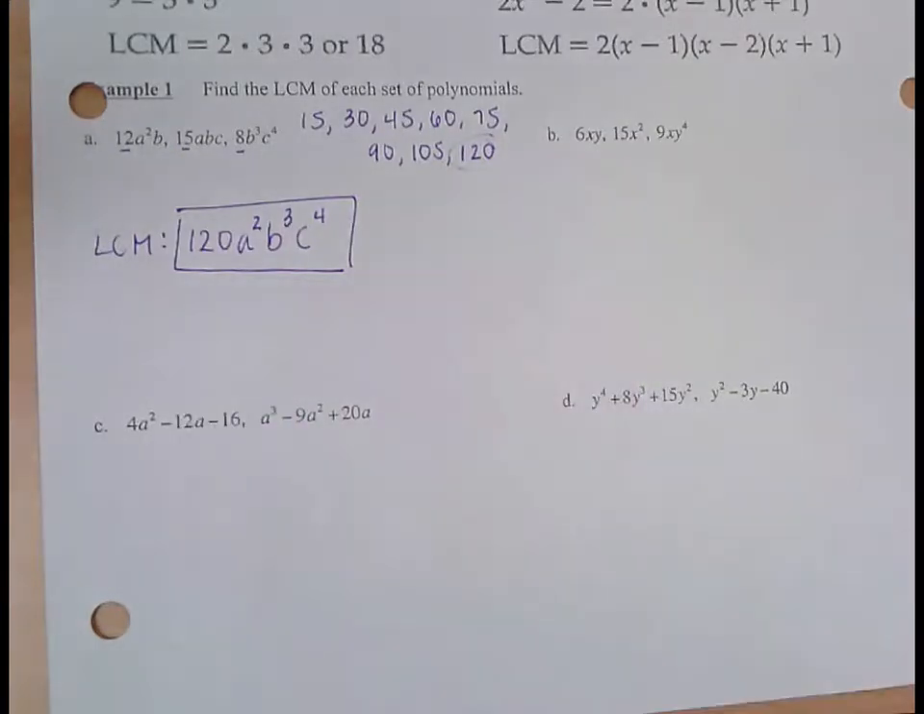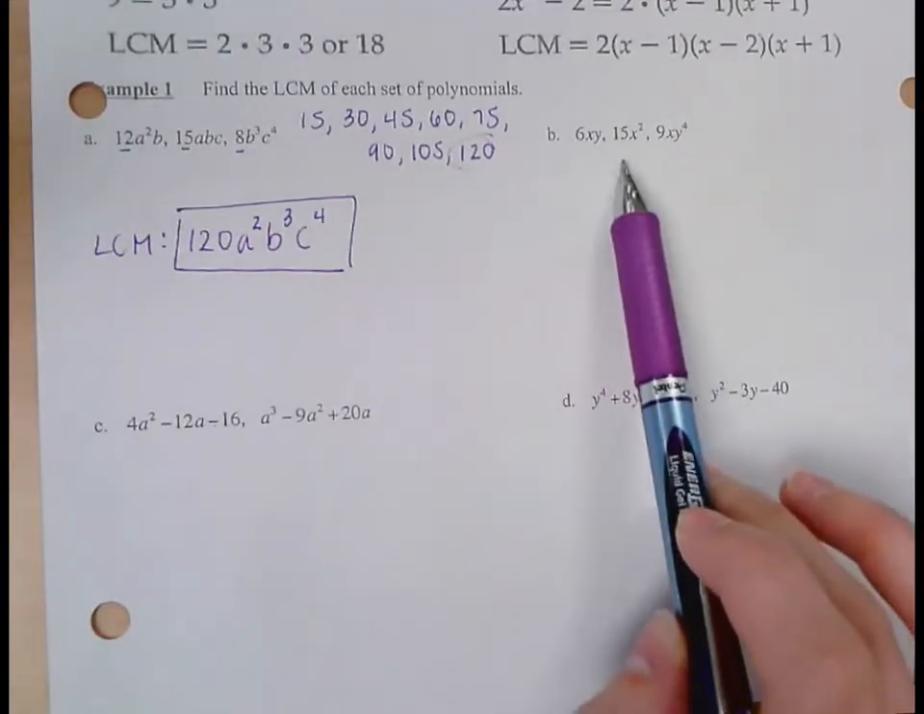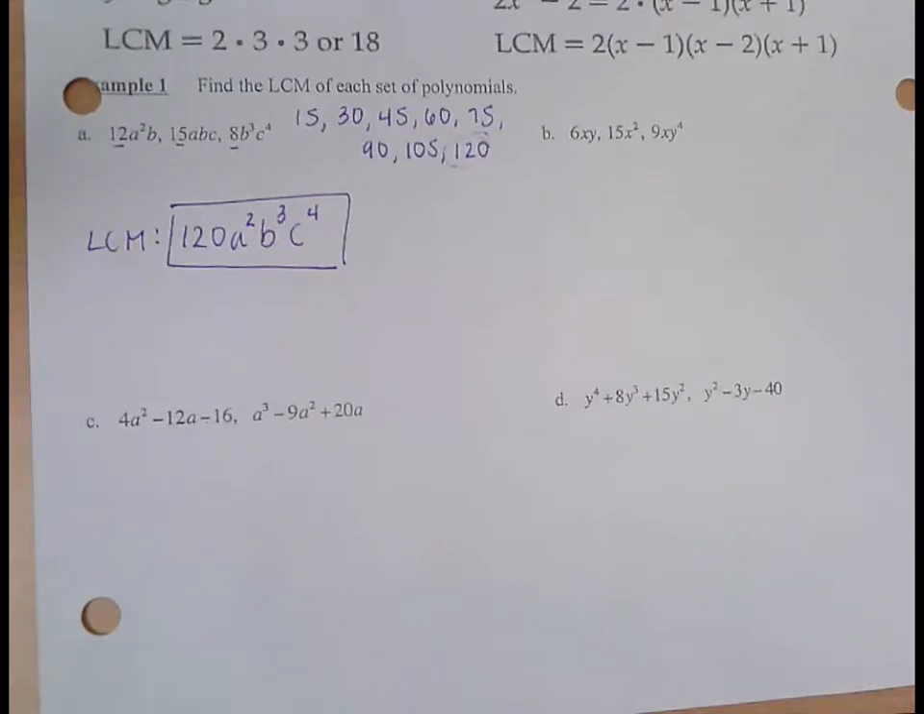So I'd like you to then do example B. Find the least common multiple of 6xy, 15x squared, and 9xy to the fourth. So try it. I'll make a quick walk around. If you're totally stuck, let me know. Otherwise, I just want to give you a chance to try it, and then we'll check.